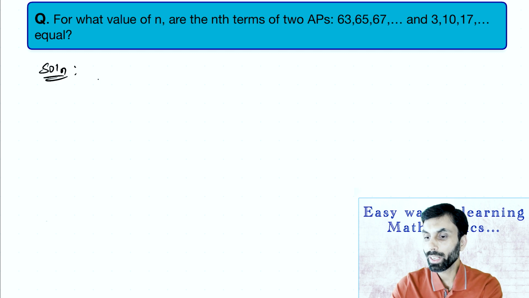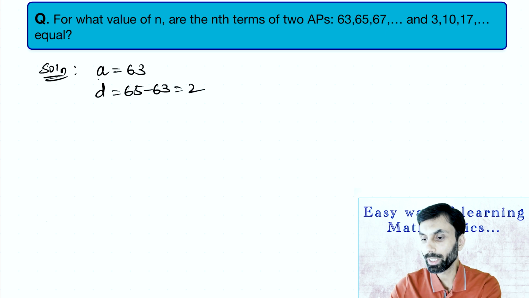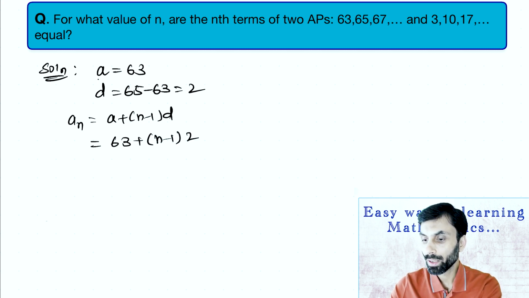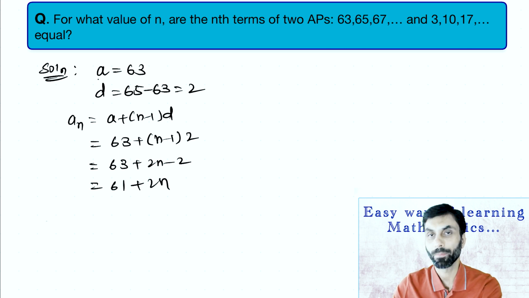So here, if you take the first AP, we'll take the first term of it as a, which is 63, and d, which is 65 minus 63, which will be 2. Now an will be a plus (n minus 1) into d, which will be 63 plus (n minus 1) into 2, and on solving we get 63 plus 2n minus 2, that will be 61 plus 2n.